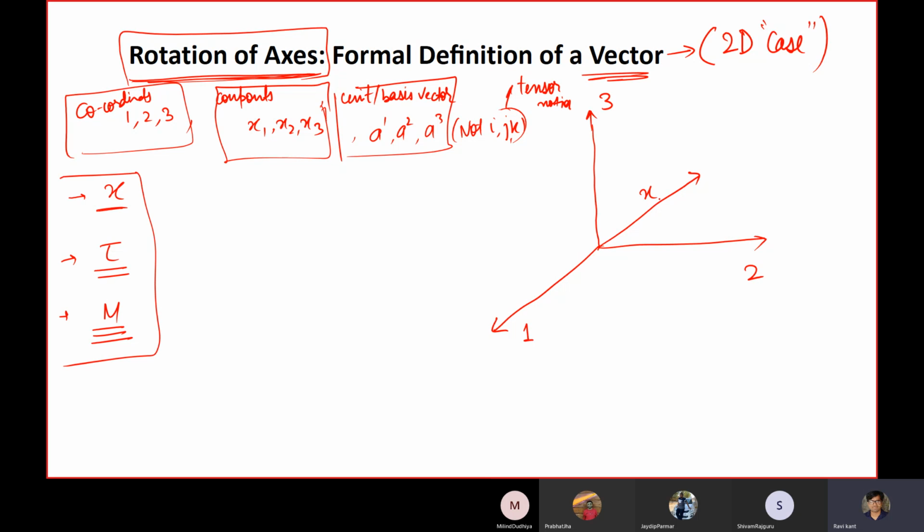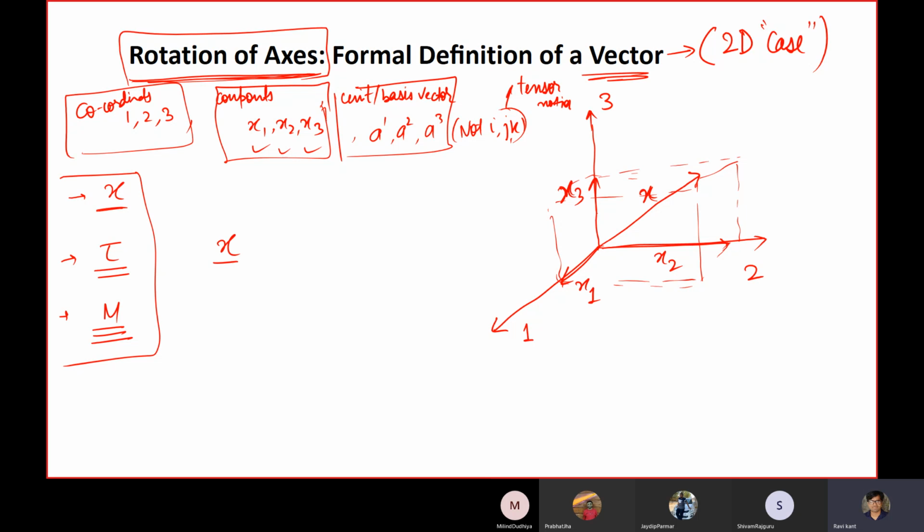So this is your x. This x will have some component in the 1 direction, that is x1. It will have some component in the 2 direction, that is x2, and in the third direction we'll have x3. These components are there.